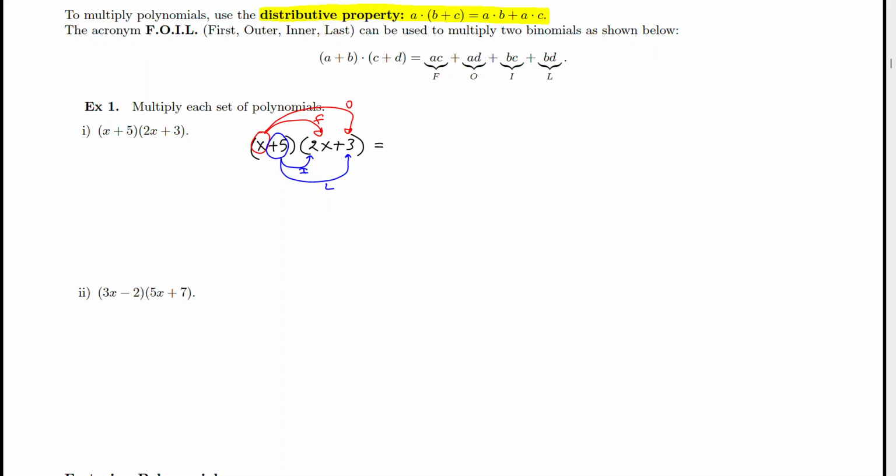So x times 2x will be 2x squared. X times 3 will be 3x. Then 5 times 2x will be 10x. And finally, 5 times 3 will be positive 15. This is the end of the product, but we typically have to simplify the polynomial and add any like terms. So in this case, we add the two middle terms to end up with 2x squared plus 13x plus 15 as the final solution.